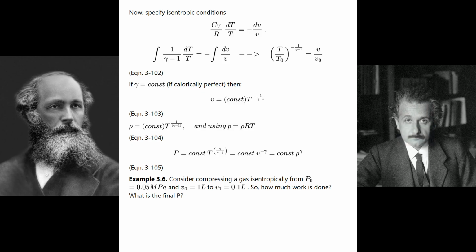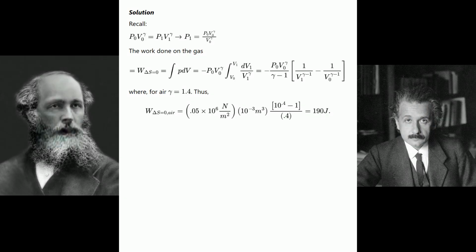So, how much work is done? What is the final P? Solution. Recall P sub 0 V sub 0 to the gamma power equals P sub 1 V sub 1 to the gamma power, thus P sub 1 equals the fraction with numerator P sub 0 V sub 0 to the gamma power and denominator V sub 1 to the gamma power.